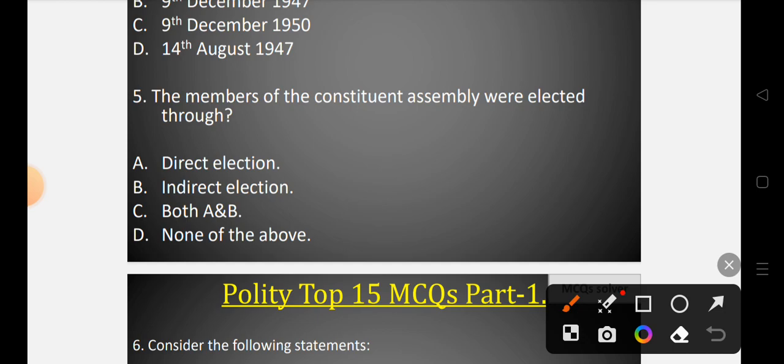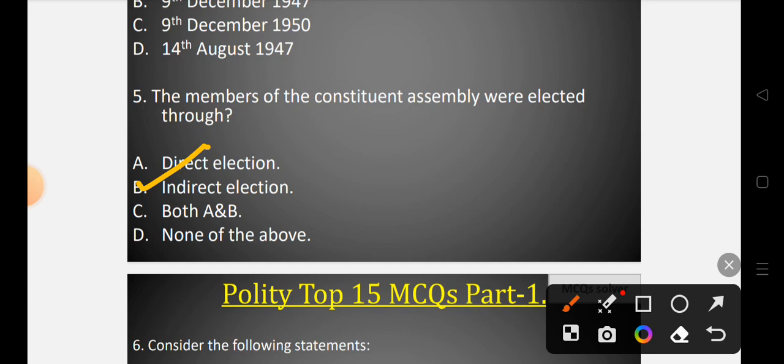So as I told you earlier, the Constituent Assembly consists of the members from the provincial states and from the Indian princely states. The members who were elected from the provincial states were nominated by the provincial legislative assembly through first past the post system. It's a political method through which we elect the representatives, and it was an indirect election. So the correct option is option number B, that is indirect election.